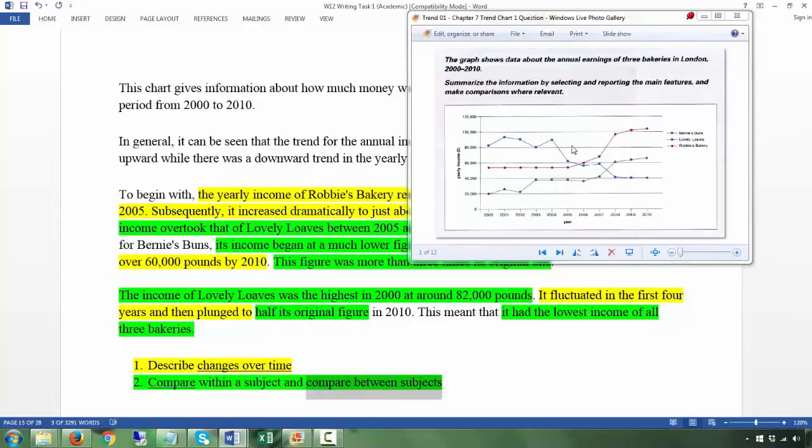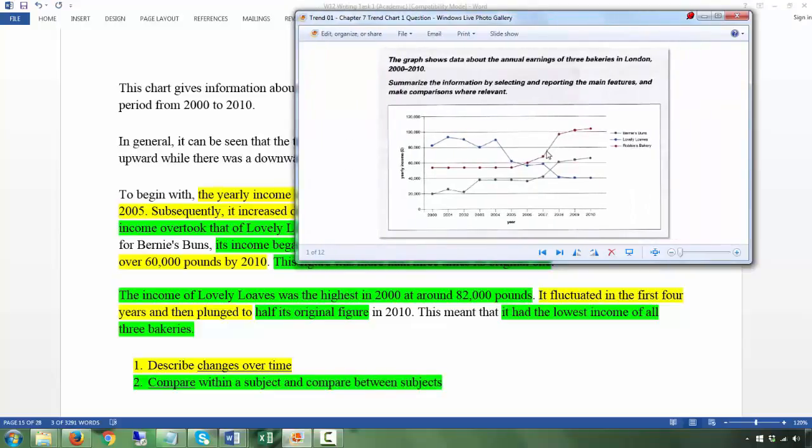Let me just say this. When you have a time graph with a time period, every time there's an overtaking involved, and you can see that in line graphs, you should consider describing it. Not every time, you have to choose, but see, there are two overtakings here. This one here and this one here. If you had to choose one, which is more important? I would say this is more important. Why? Because when the income of Robbie's Bakery overtook that of Lovely Lowe's, what happened? It became the first, right? The other one overtook and went from the third to the second. So I think this is more important. So if there's an important overtaking, I would describe it.